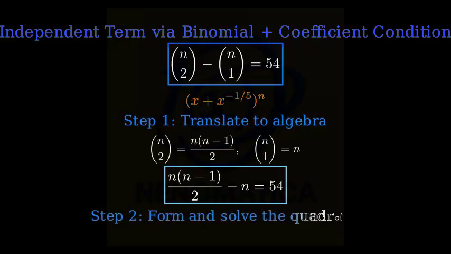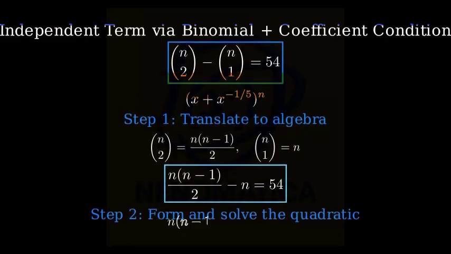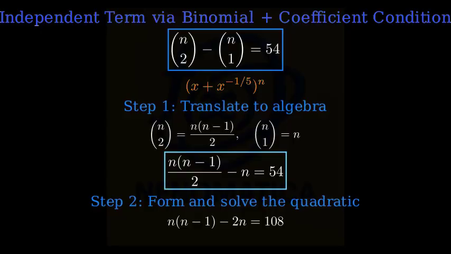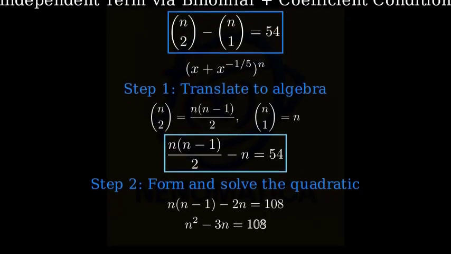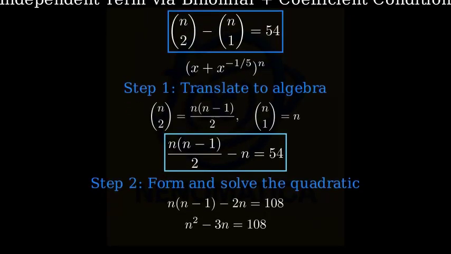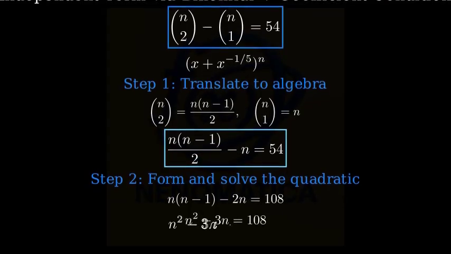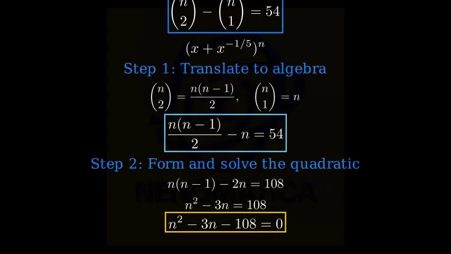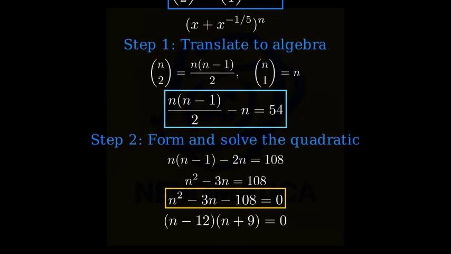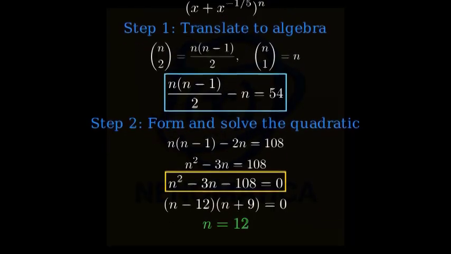Step 2. We simplify to a quadratic. Multiply both sides by 2 to clear the fraction, giving n times n minus 1 minus 2n equals 108. Expand and collect like terms. n squared minus 3n equals 108. Move all terms to one side. n squared minus 3n minus 108 equals 0. Factor the quadratic. (n minus 12) times (n plus 9) equals 0. Since n is a positive integer for binomial coefficients, n equals 12.